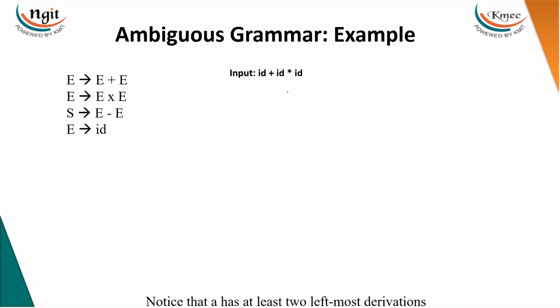Let me go with this. How can you say that the derivations are different? Let me go with id plus id star id. I'll go with the leftmost derivation. First you can take E tends to E plus E. So what is the production I've used here? E tends to E plus E. I'm not writing this production every time.